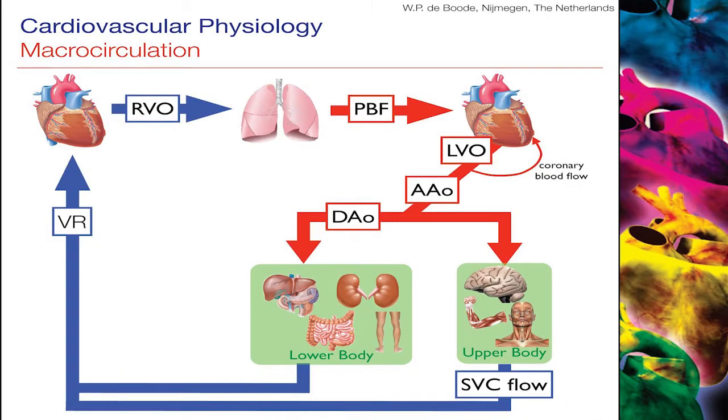waste products. And if you look at the circuit, we've got the right heart. It pumps the blood through the lungs, the right ventricle output, with the pulmonary blood flow coming to the left heart, coronary blood flow going to the heart again, left ventricle output, ascending aorta output, descending aorta output going to the lower body, and then the venous blood is coming back again with the venous blood coming from the upper body. You have here the SVC flow, and together it is the venous return.